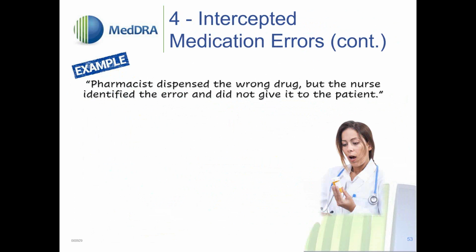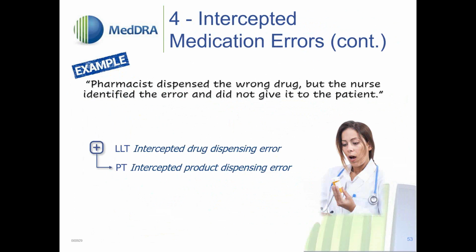Meaning that when it is reported that a pharmacist dispensed the wrong drug, but the nurse identified the error before giving it to the patient, we would select LLT intercepted drug dispensing error, under PT intercepted product dispensing error, capturing the stage where the error actually occurred, and we would not code to LLT intercepted administration error because the nurse did nothing wrong. The error occurred at the dispensing stage.